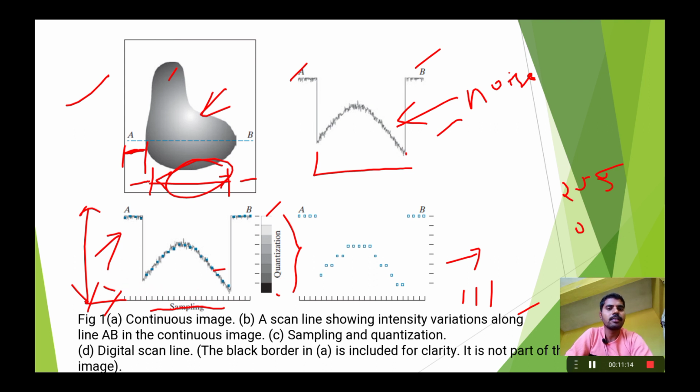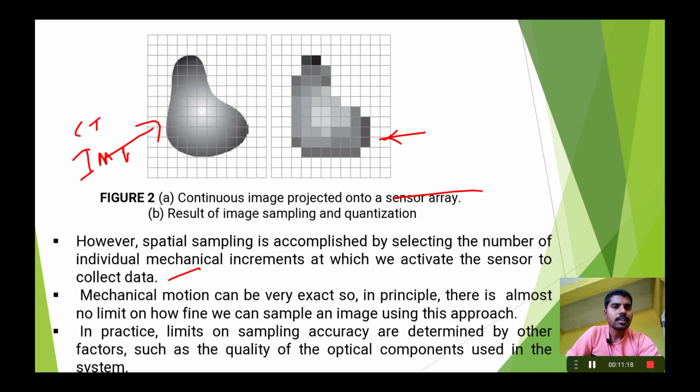Okay, these are the related values after getting the corresponding digital values. That is nothing but after projecting the same information we are getting like this. Okay, so this is related to the sampling and quantization point of view.